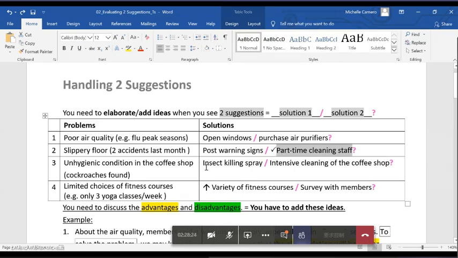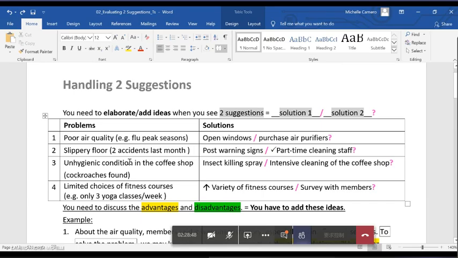Okay. And then look at this one, insect killing spray. They don't give you a verb. So you're going to have to add a verb here. And then intensive cleaning of the coffee shop. Again, they don't give a verb to you. So you're going to have to think of a verb to include in your sentence. So just be careful, students. Sometimes they will give you verbs like here and here. Sometimes they don't give you verbs, and if they don't, you have to add one. So just be careful of that.